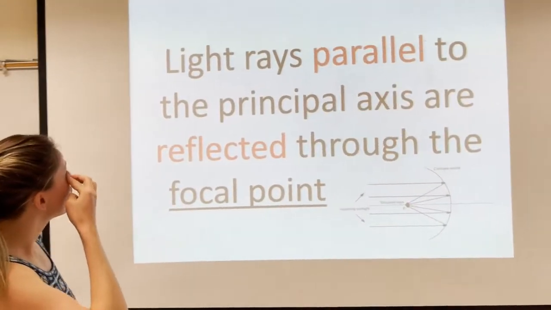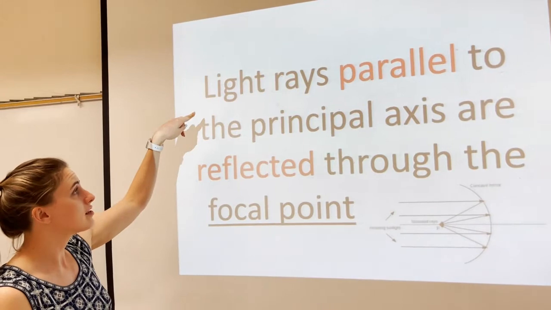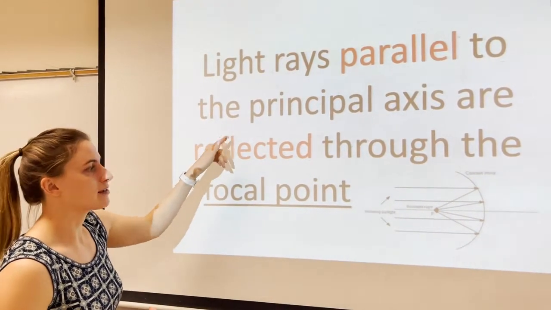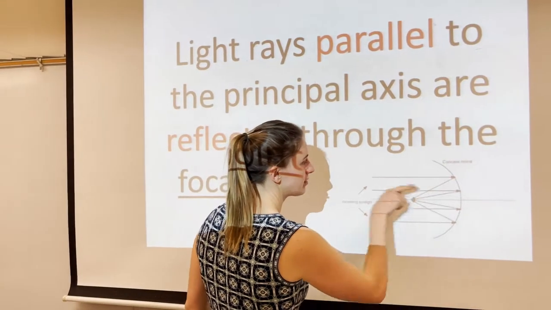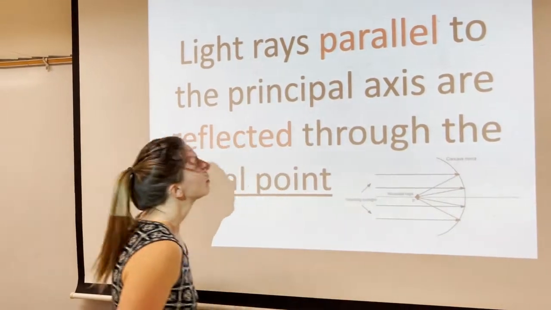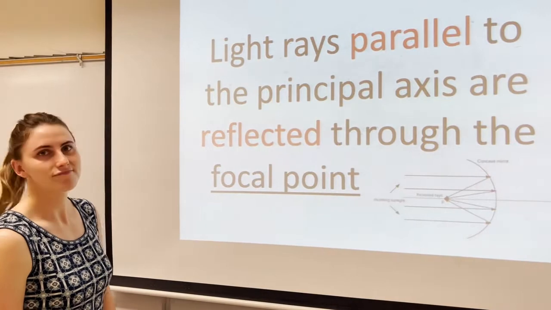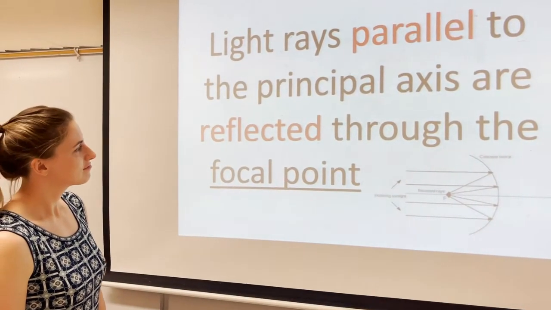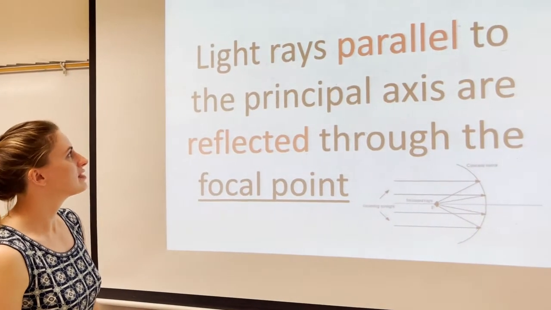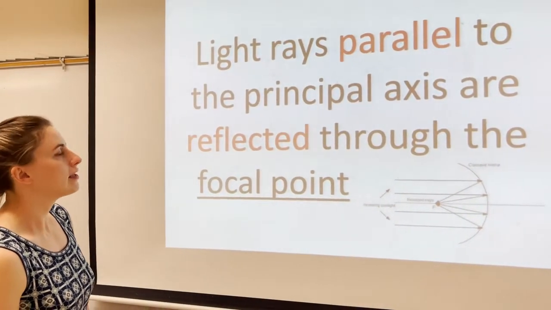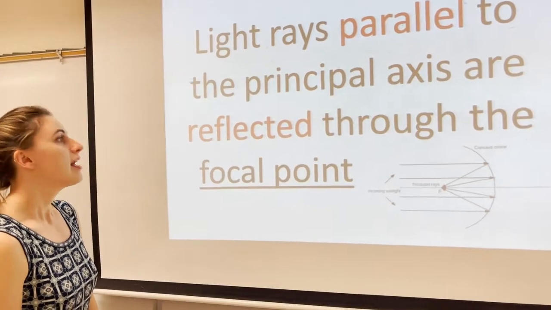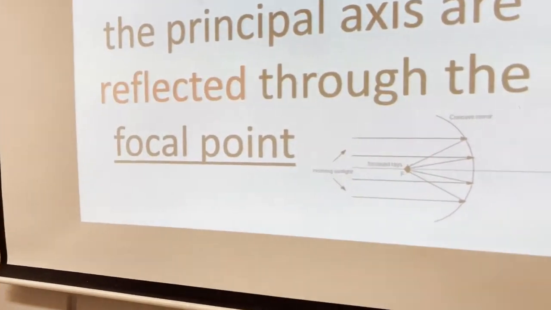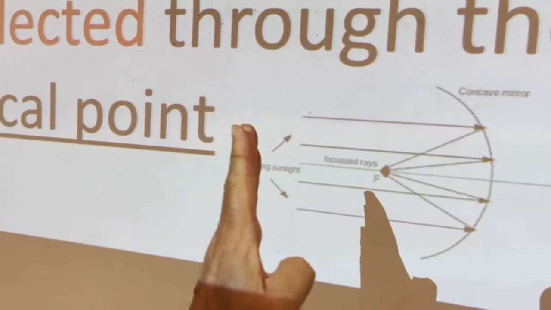Okay, so what's happening? Light rays from the sun come in parallel to the principal axis. So here's our principal axis, and those light rays are coming in. The sun is so far away, 96 million miles away, that the light rays coming from it are practically parallel. And so those light rays are coming in parallel to the principal axis, and they are reflected through the focal point.